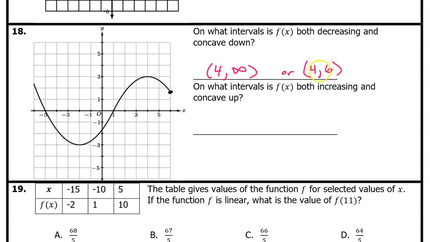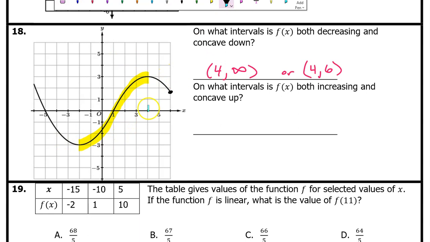Or from 4 to 6 if we assume that the graph sort of stops right here. Okay, how about the intervals where f of x is both increasing and concave up? Well, the curve is increasing on this middle interval right here. So the question is, what part of this is concave up?